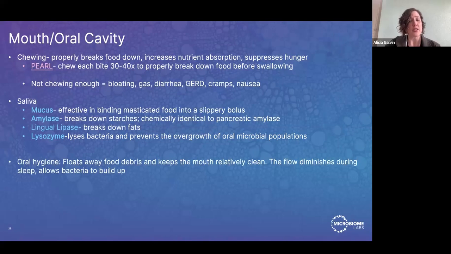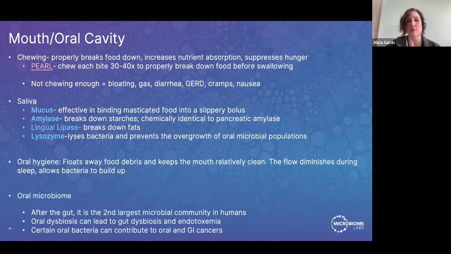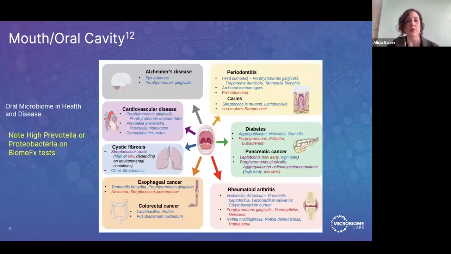And oral hygiene. This is another thing that I always ask clients about: what is their oral hygiene like? Because the oral cavity is our second largest microbiome after the gut. So we have the largest in our gut, and the second largest in our mouth. These two openings are where we have our largest groupings of bacteria, and so what's happening in the mouth can affect what's happening in the gut.